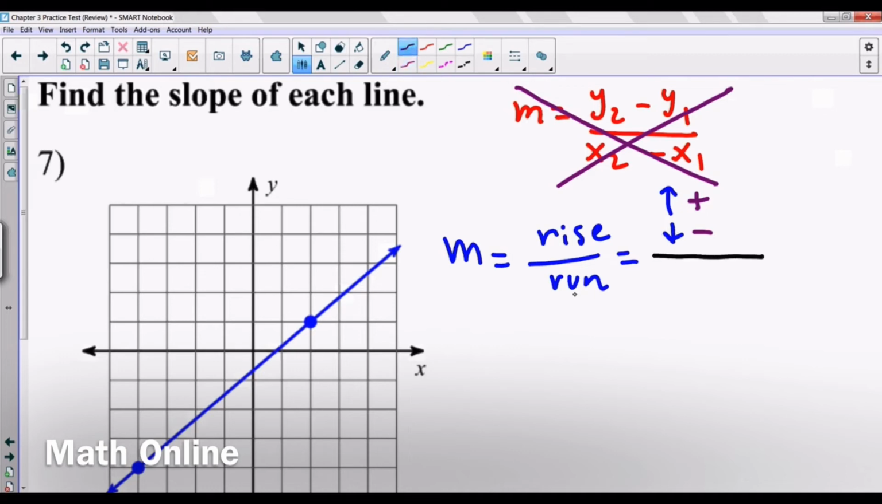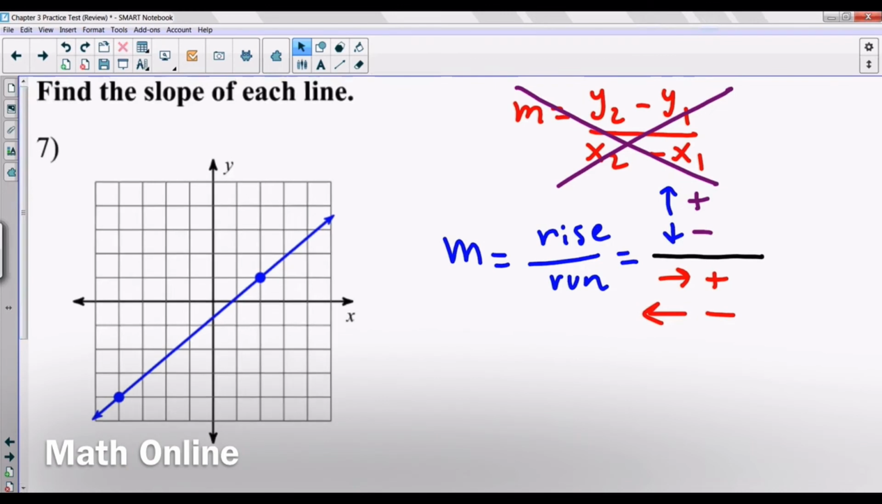Over the run. Well, how do you know how the run works? Well, if the number on the denominator, on the bottom of the fraction, is positive, you will be moving to the right side. But if the number on the denominator, on the bottom of the fraction, is negative, then you will be moving to the left side. Okay? So that's pretty much how it works. All right, so here's the thing.